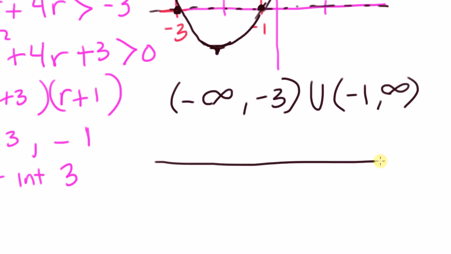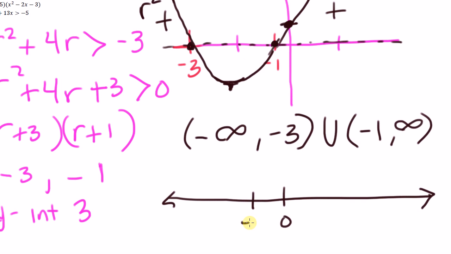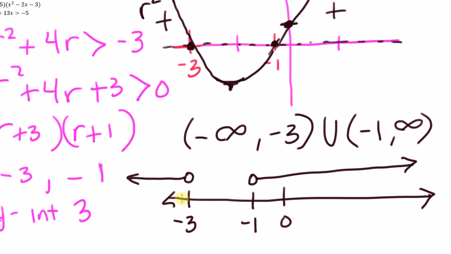And then if we wanted to graph it on a number line, set my 0, even though they're both on one side, is what it is. -3. Okay, so excluding this value and excluding this value, we go from -1 to infinity, and from -infinity to -3. That would probably make this look a little bit neater. And these were my zeros.